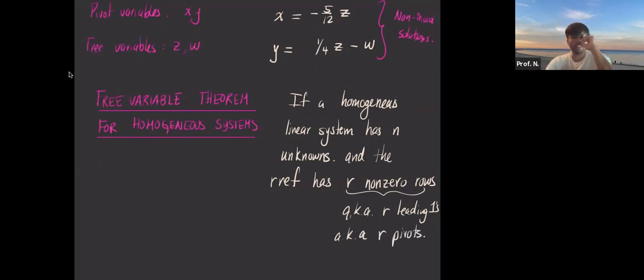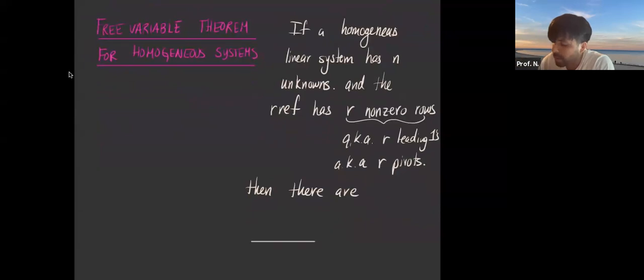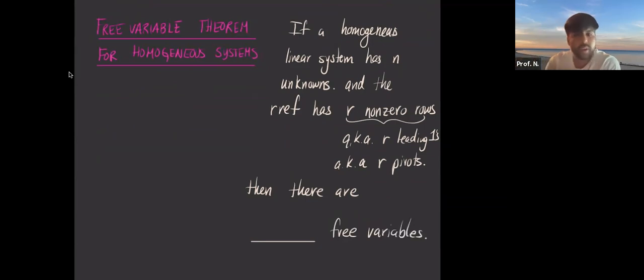So if you have a homogeneous system and you have n unknowns and r of those n are pivots, then what? Then there are, fill in the blank. How many free variables are there? Shouldn't be too hard. Basically it's saying if you have 10 unknowns and 6 of them are pivots, then how many free variables are there? 10 minus 6, which is 4. So the answer should be n minus r, right?